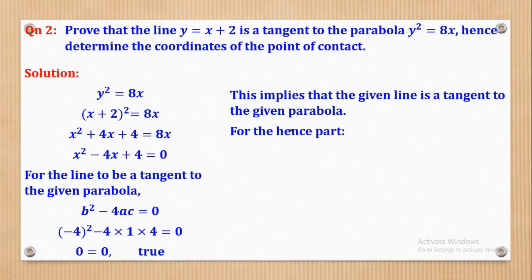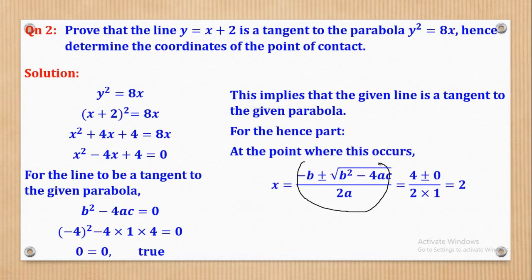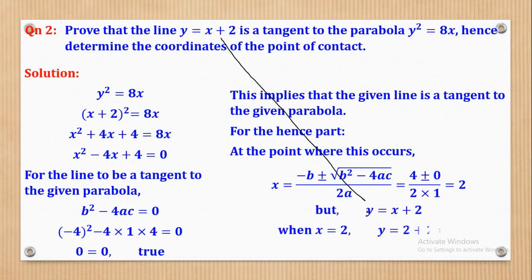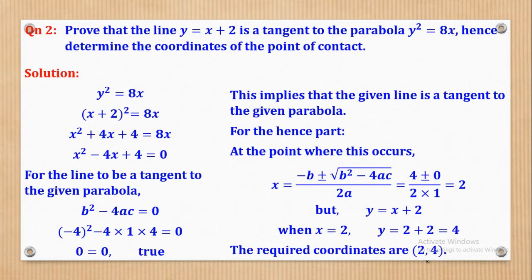Then for the point of contact, it implies that x is equal to this. This is the bulldozer method, therefore substitute. The good thing is we know that the whole of this discriminant is equal to 0. Therefore in the end we shall come up with x equal to 1. Then from this equation of the line, you can get the value of y, and then you conclude that the required coordinates are (2, 4).